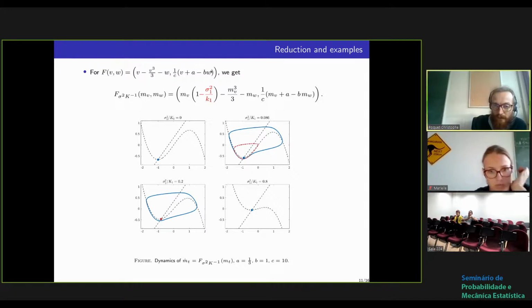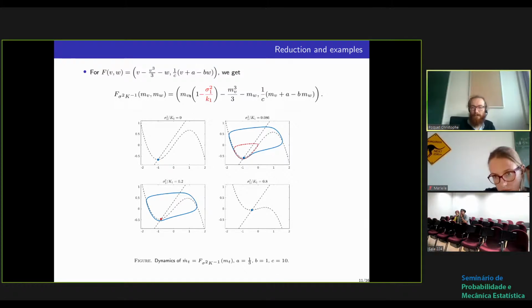And again, since it's a polynomial function, you can compute explicitly the modified function f for the whole population. And again, it's not in V and W, but in MV, MW, since you are looking at the evolution of the mean of the population. But it's more or less the same system, the same function as this one. It's just that against V here you have a 1, and against MV you have 1 minus sigma 1 squared over K1.